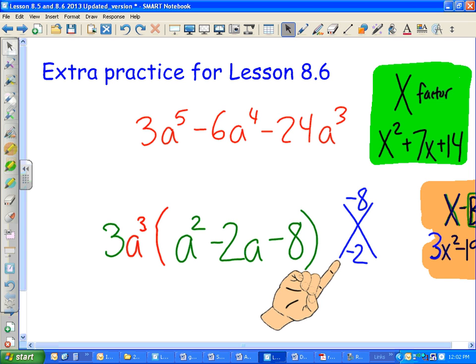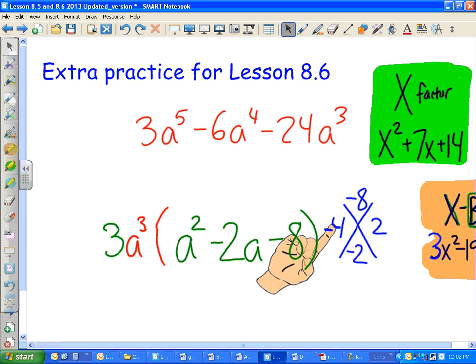Okay, what factors work here? Well, I can use a 4. What if I use a 4 times a 2? That would work, but I need to make one of them negative. And when I add these, I have to get a negative 2. So I have to put a negative in front of the 4.